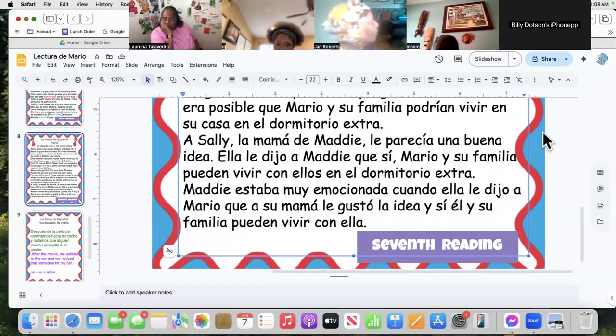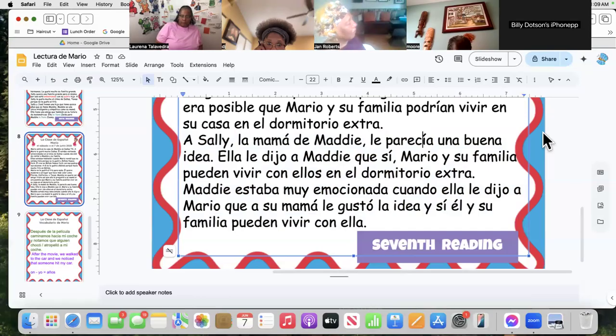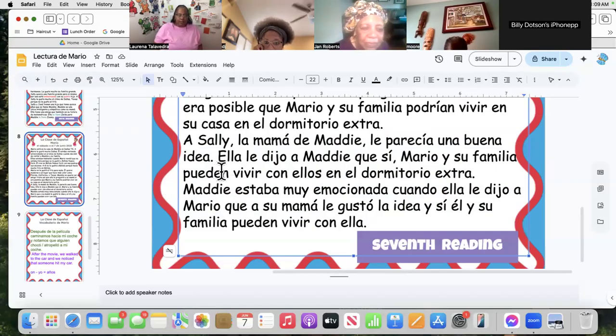She told Maddie yes. I wanted to say that yes. Okay, she told Maddie yes, Mario and his family could live with them in the extra bedroom. Maddie was very excited when she told Mario that her mom liked the idea and his family could live with her. Very good.